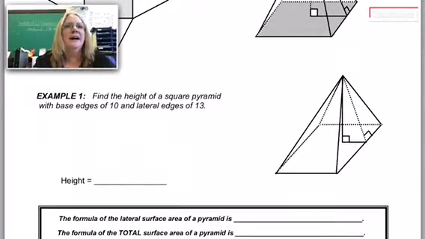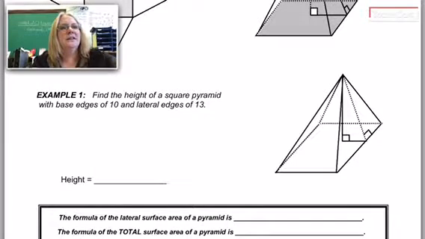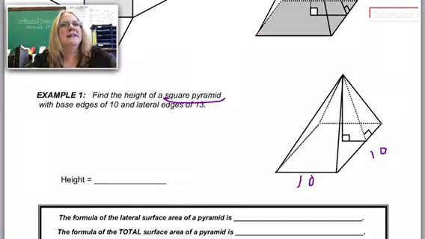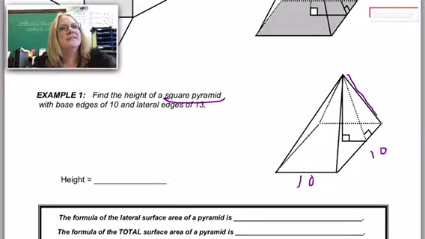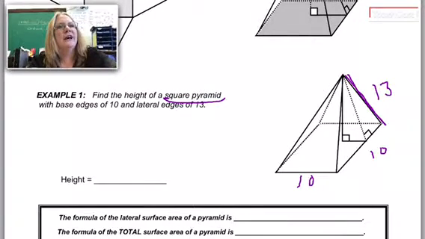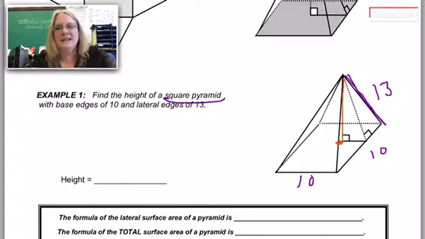So here, find the height of a square pyramid with a base edge of 10 and a lateral edge of 13. So again, it's a square pyramid, so we know that all the sides are the same, and the base edges are 10. So the base edges are these edges here of the base. The lateral edge, remember that's this one right here, is 13. Now we know that when we draw the actual height, it's right in the middle there, so if each edge is 10, that's going to make this 5.